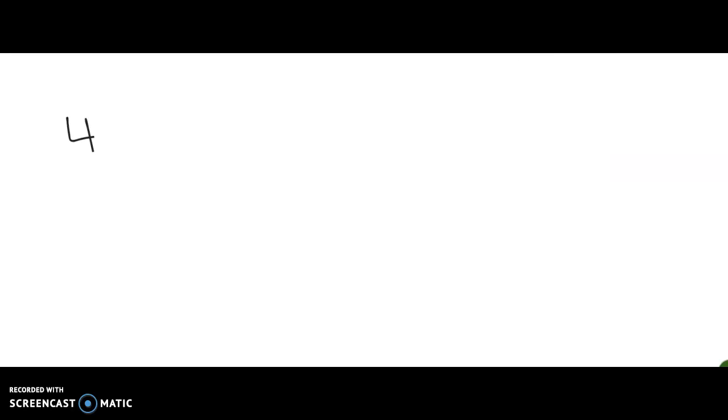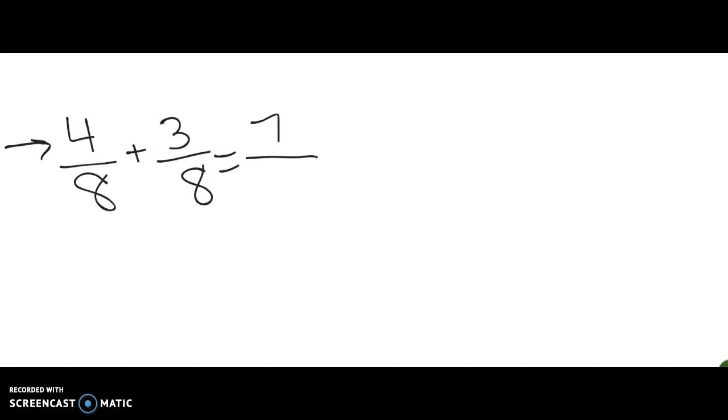Here we have 4/8 and 3/8. When we add them together, we use the numerator just as an addition problem. So 4 plus 3 is 7. Denominators are the same. Slide them on over, and our denominator is 8.